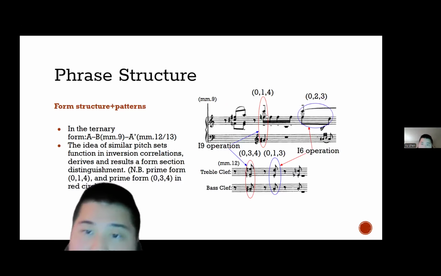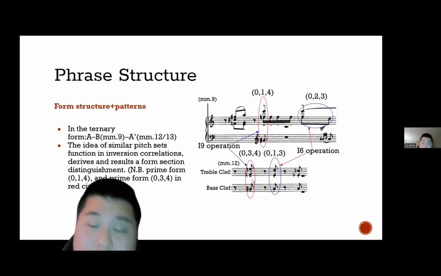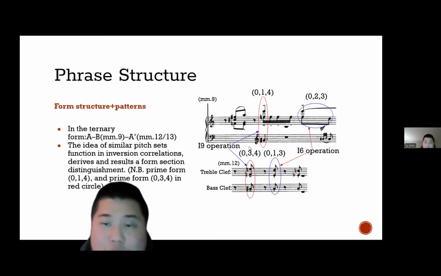So we can see over here in measure 9, the notes are E, F natural, and G sharp, whereas in measure 12, the notes are E, C sharp, E, and F natural. So basically, it has the prime forms of, for example, 014 and 034. And if we calculate together by the normal order, we get to I9.